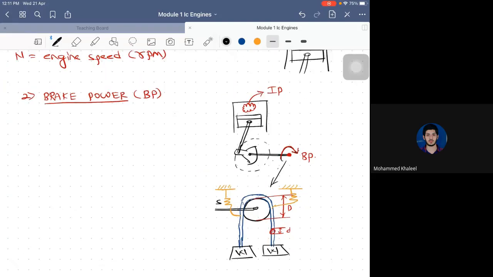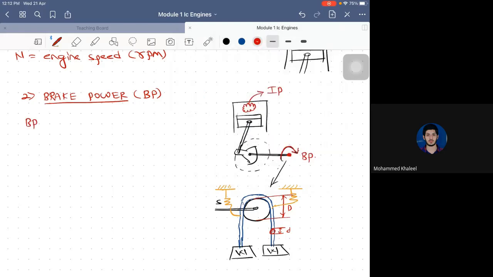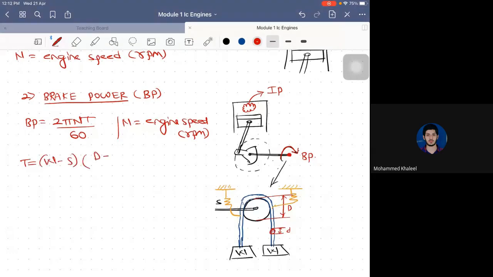First of all, what is the formula to calculate the brake power? It's simple. Brake power is equal to 2 pi NT divided by 60, where N is engine speed, which should be in RPM. Now you need to calculate the torque. For torque calculation, you have the formula (W minus S) into (capital D plus small d) divided by 2. You have to remember this formula to calculate the torque.